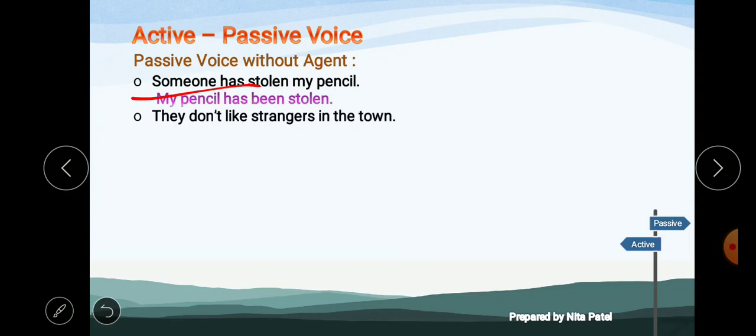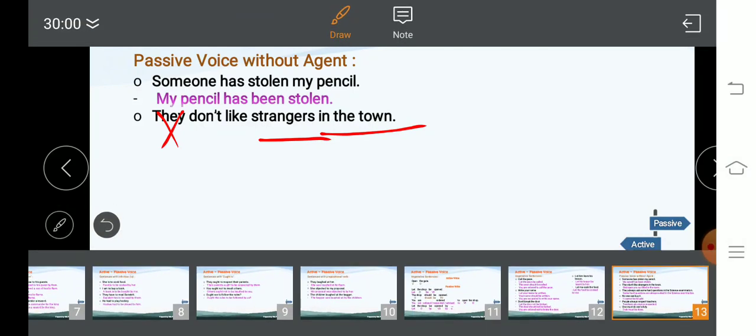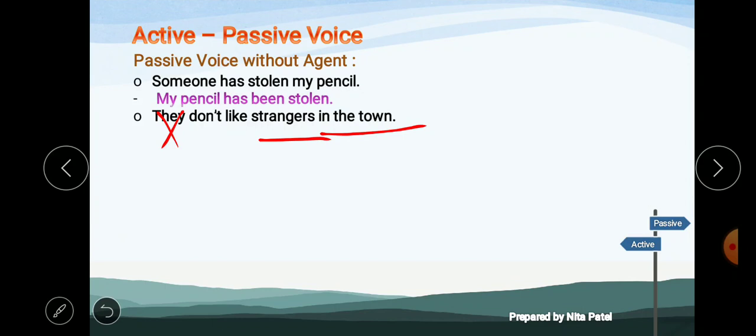They don't like strangers in the town. Strangers don't like, is there, so are not. Strangers are not liked in the town. We don't need to write they. Of course, the people who are living in the town don't like it. So here they refers to the people living in the town. So they is not necessary. Anyone could get it. So we don't require it. Strangers are not liked in the town.